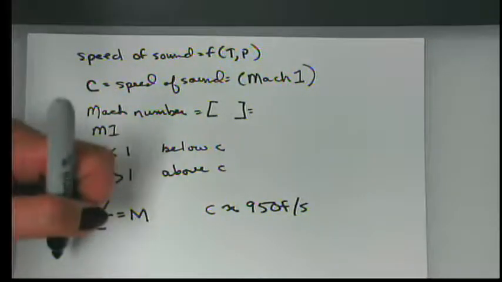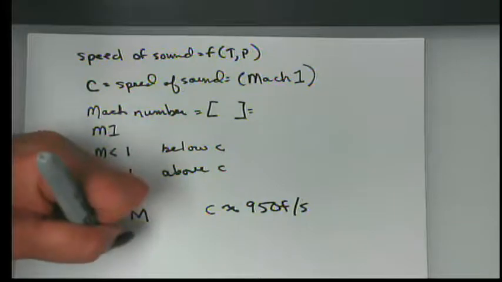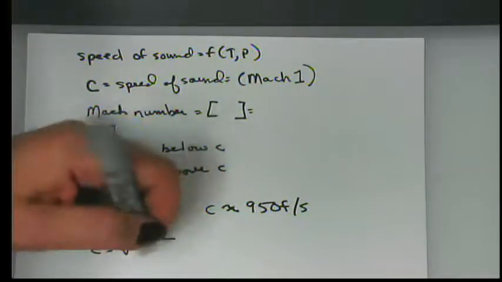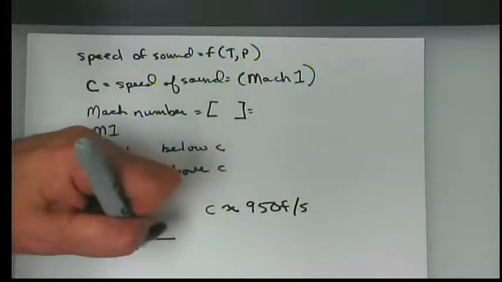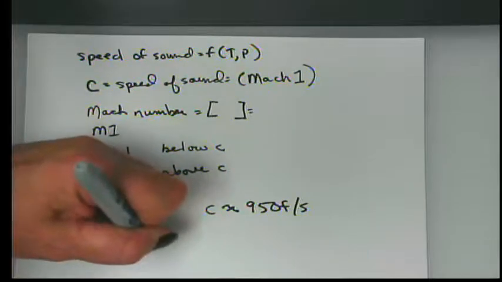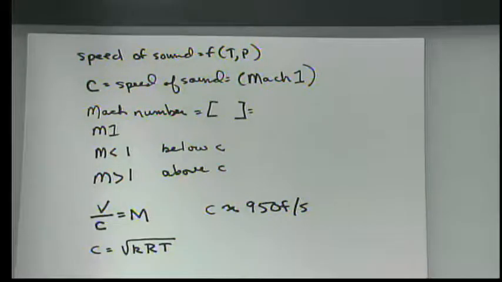For an ideal gas, it can actually be computed as the square root of the ratio of the specific heats times the gas constant for the particular substance times the temperature. Suffice it to know that's a strong function of temperature. So C is actually proportional to T to the 1/2.